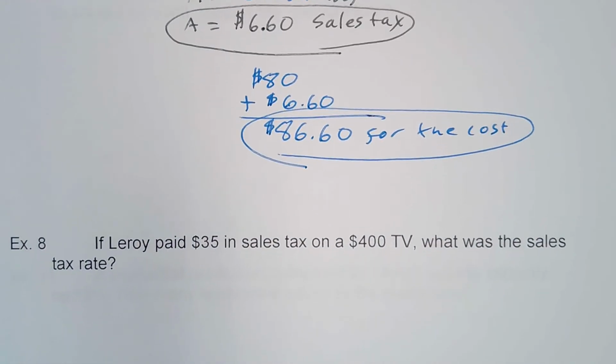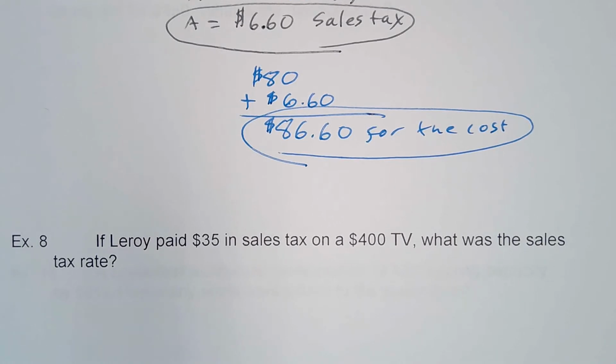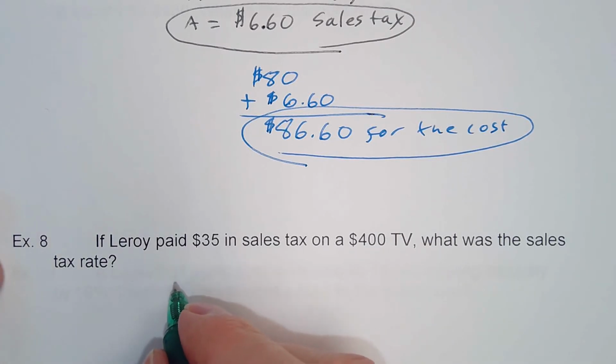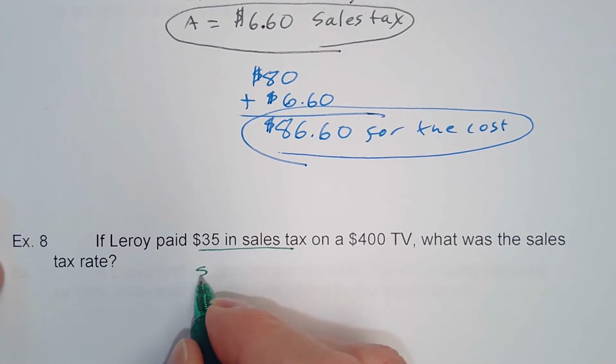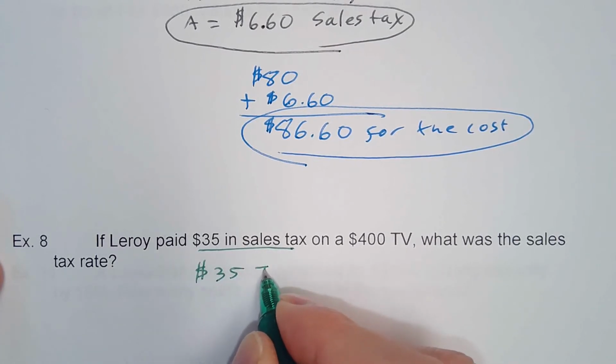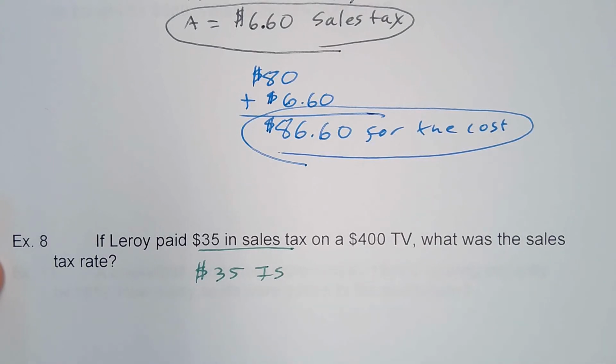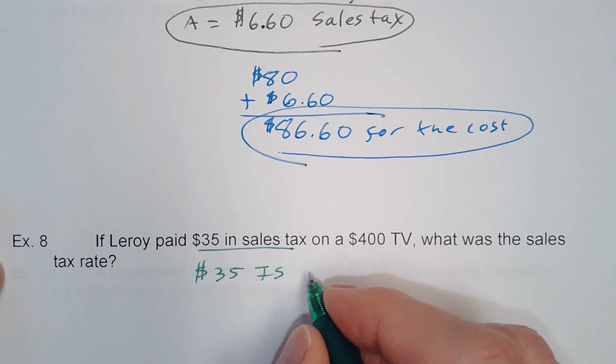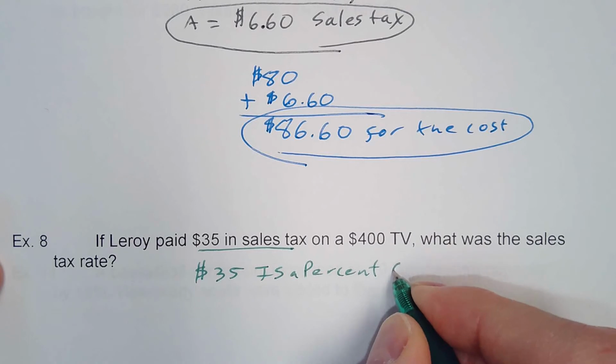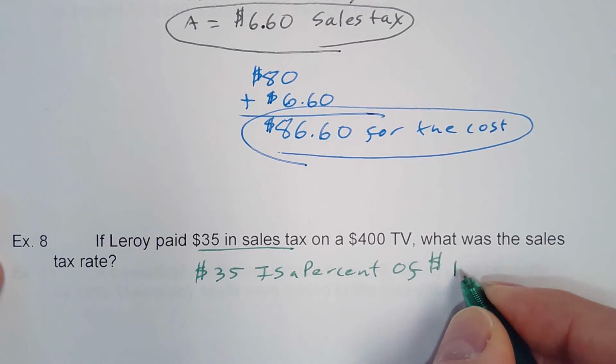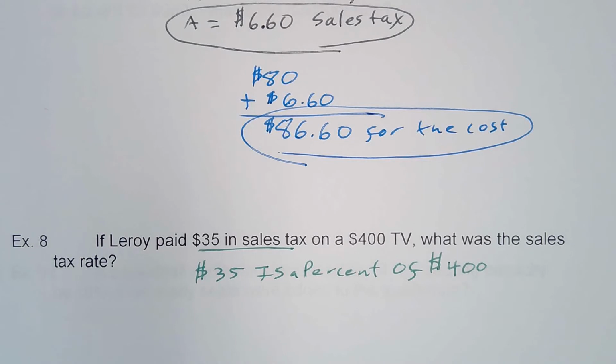Let's try another one. If Leroy paid $35 in sales tax on a $400 TV, what was the sales tax rate? So this time we have the sales tax. That's $35. We don't know what the percent is. We're looking for the rate. But we do know the price. It's $400. So keep in mind, just like before, when we get the percent here, it's going to be a decimal. We'll need to change it into a percentage.